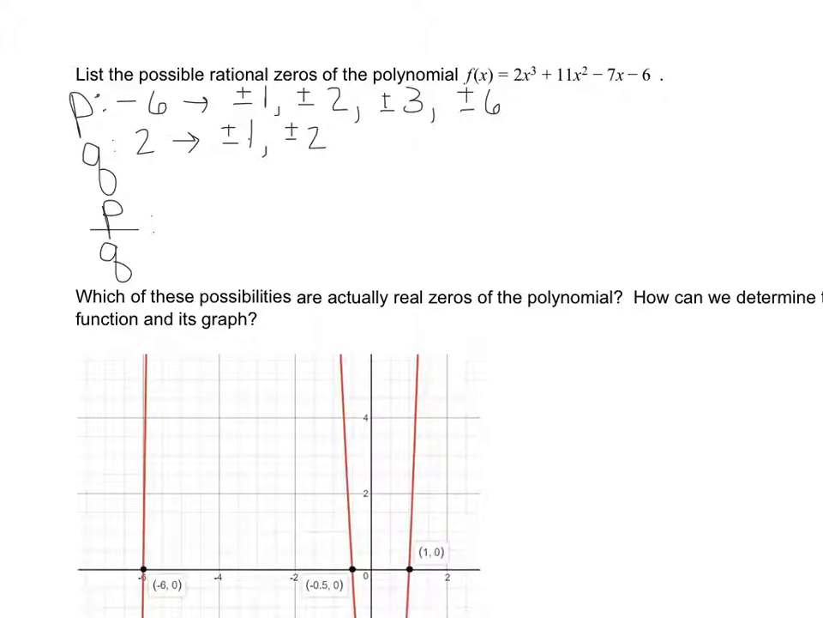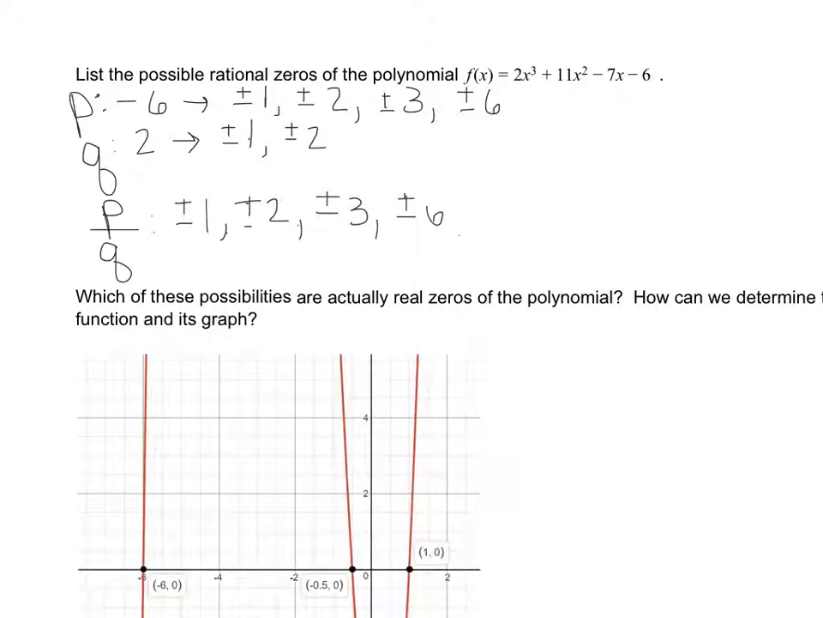So we start by taking plus or minus 1, plus or minus 2, plus or minus 3, plus or minus 6, and dividing them all by plus or minus 1. And when we do that, we get the exact same thing as we originally had. So plus or minus 1, plus or minus 2, plus or minus 3, and plus or minus 6.